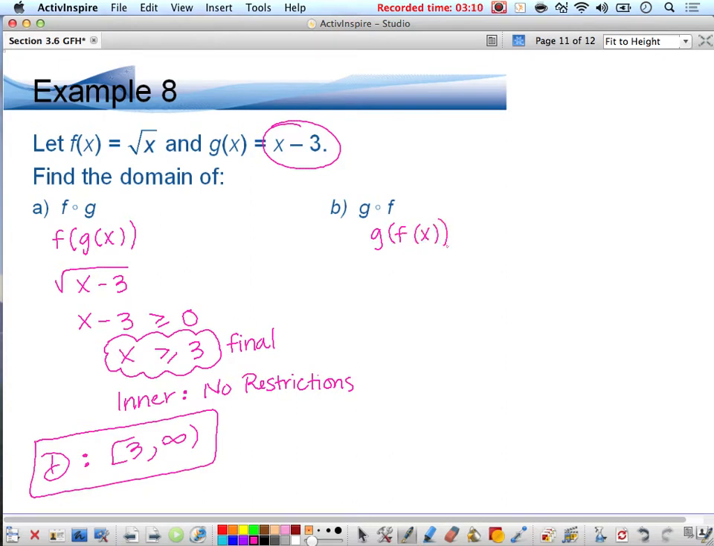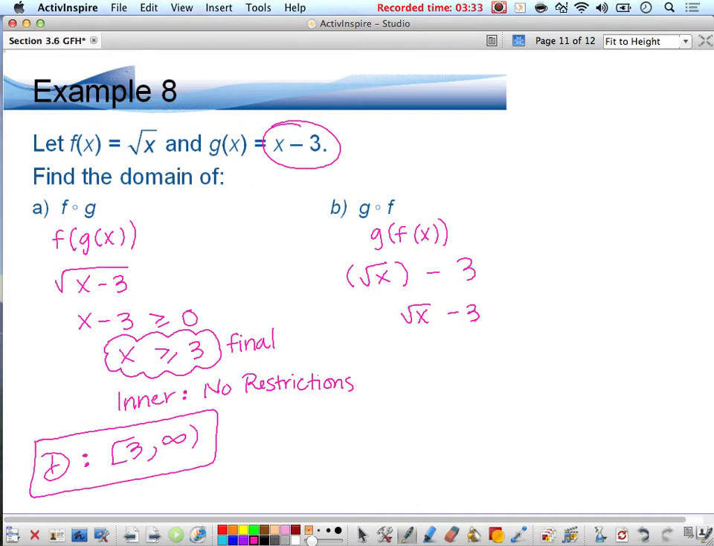Now my outside function is x minus 3. So that's going to become my template. And rather than x minus 3, I'm going to put square root of x minus 3, because my inside function is f of x and it gets substituted in the place of x into my outer function. That gives me a final answer of the square root of x minus 3.